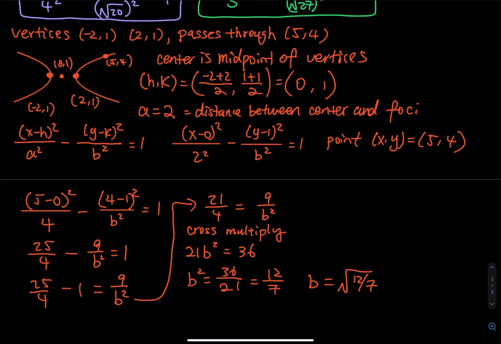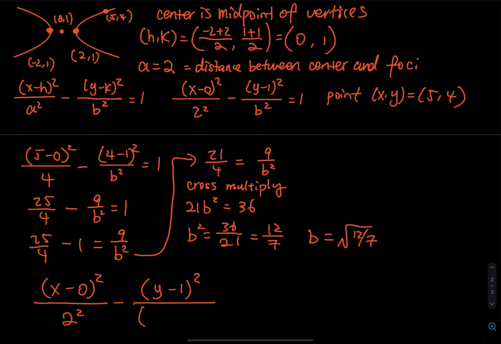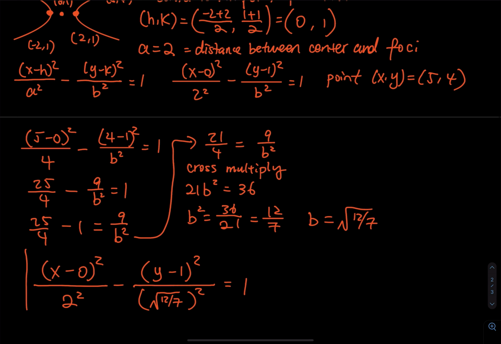And now you can write your final answer. So the final answer, the standard equation, is x minus 0 squared divided by 2 squared, minus y minus 1 squared divided by b squared, which is the square root of 12 over 7 squared, and overall that is equal to 1. And this is the standard equation.